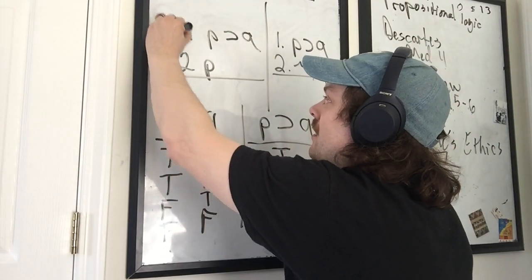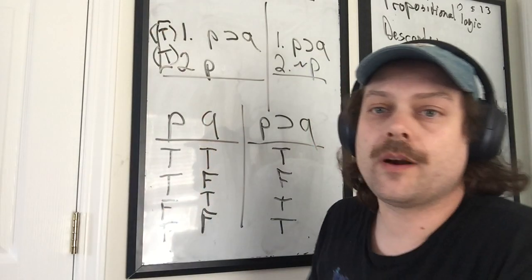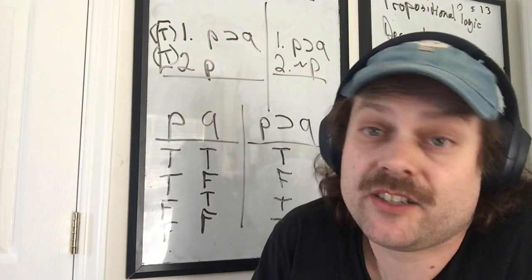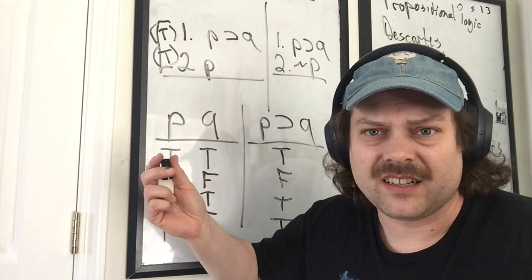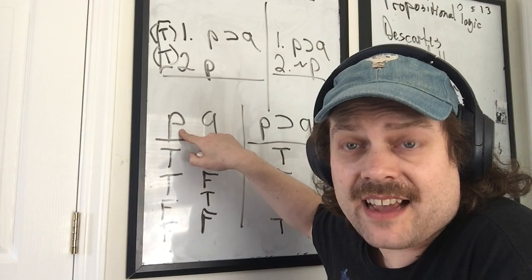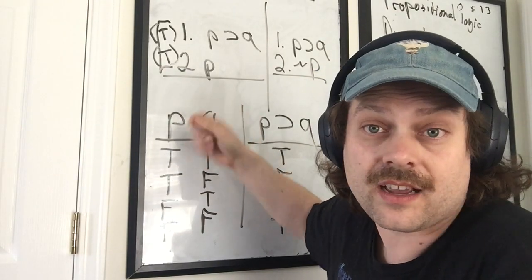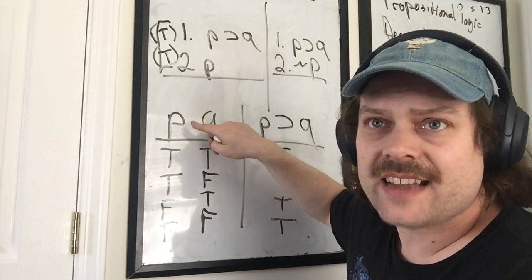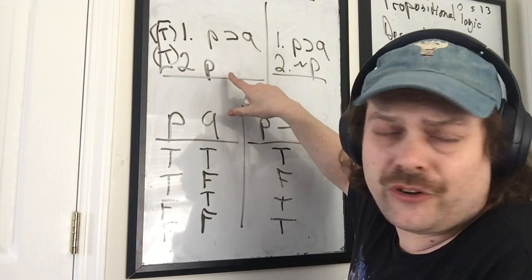assume or assign truth to our premises. Now notice here, our second premise just says P. Is P true? What does that even mean? P is a variable here that you can replace with any sentence with truth or falsity. Any declarative sentence is P. So P is true, but P is false.